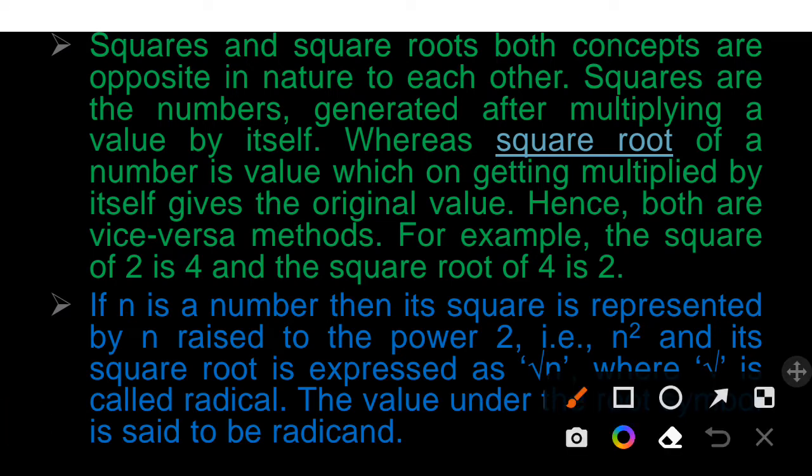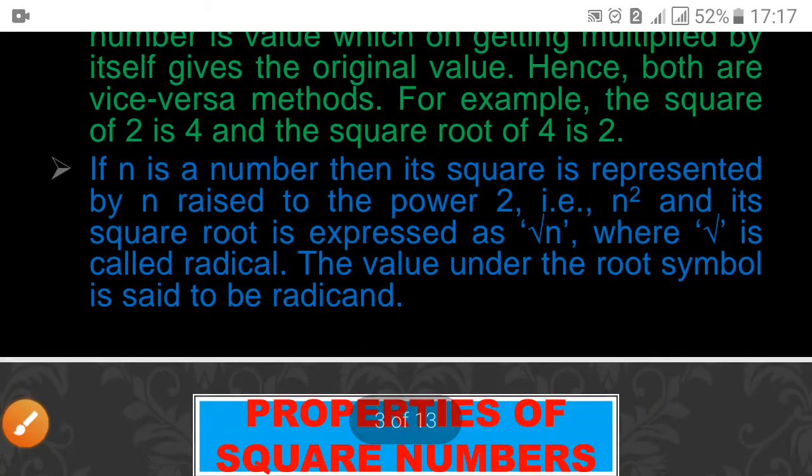For example, the square of 2 is 4 and the square root of 4 is 2. So they both are inverses or opposite of each other. That is, 2 square is 4 and the square root of 4 is 2, and the square root symbol is this. This is called the radical symbol, and the number in between this radical sign is known as a radicand. So the square root of 4 is 2. If n is a number, then its square is represented by n raised to the power 2, that is n square. N's square root is expressed as the square root of n. Where this sign is called radical, the value under the root symbol is said to be radicand.